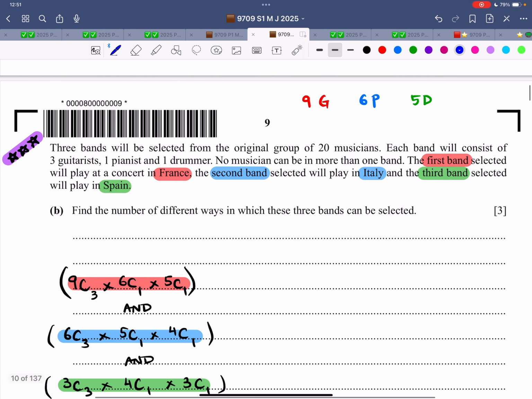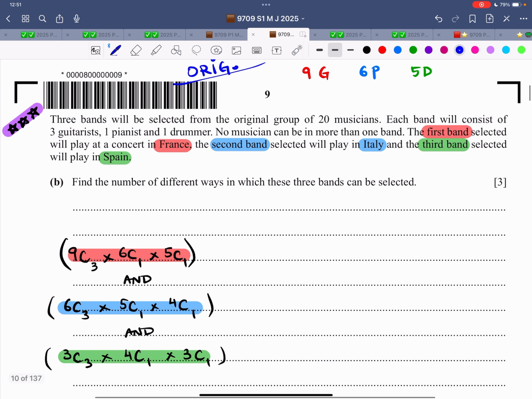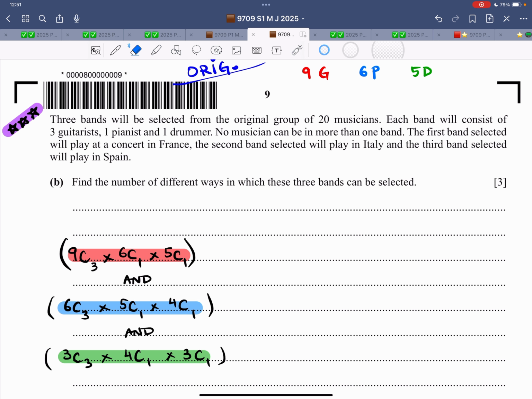Now here is the original question. So now the original question, that's the original examination question. The first one was the modified one. Now what is happening over here? Now it's saying that 3 bands are selected from the original group of 20. Each band will consist of 3 guitarists and 1 pianist and 1 drummer. No musician can be in more than 1 band.